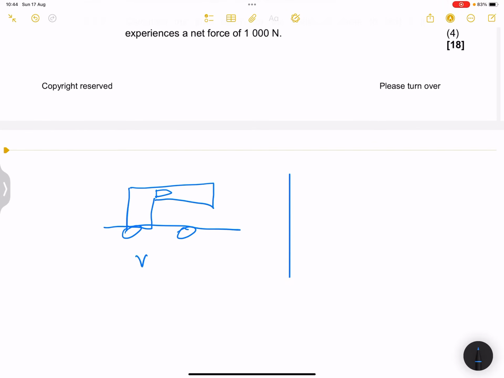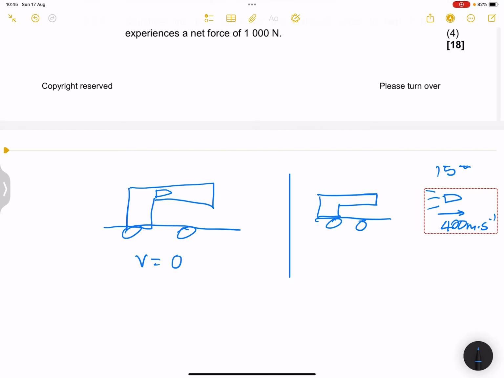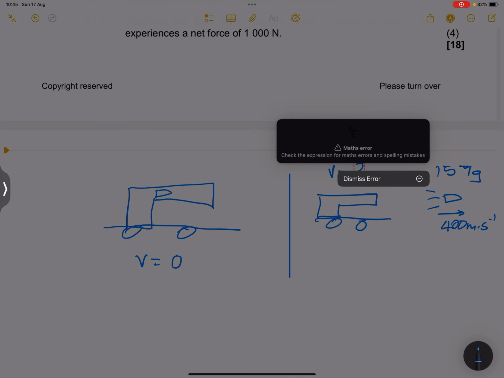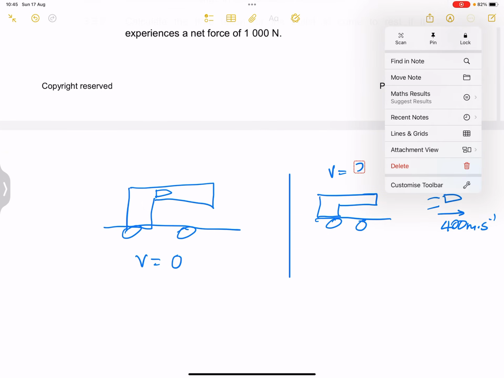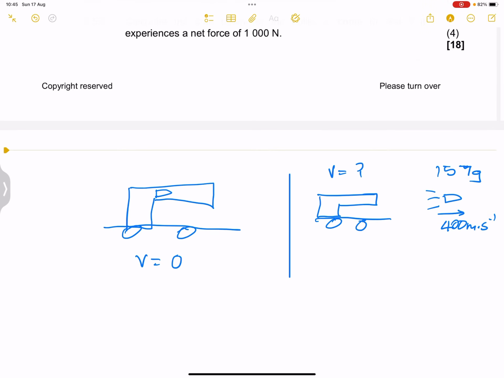But what do we know? We know that they are all stationary. But after collision, something must have happened to the gun and the trolley system when the bullet is now moving outside. Now, we were told that the bullet is now moving at a speed of 400 meters per second. We know that its mass is 157 grams. So we want to know what will be the velocity of the gun as well as the trolley system?